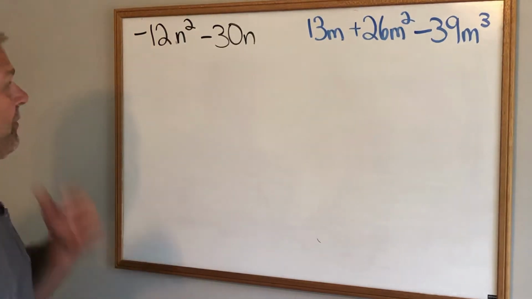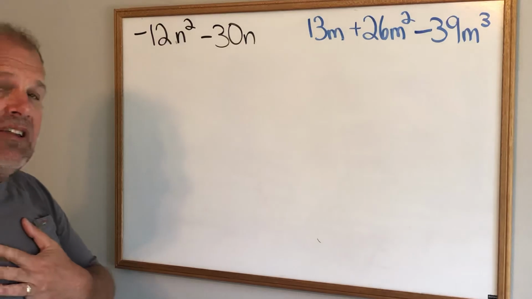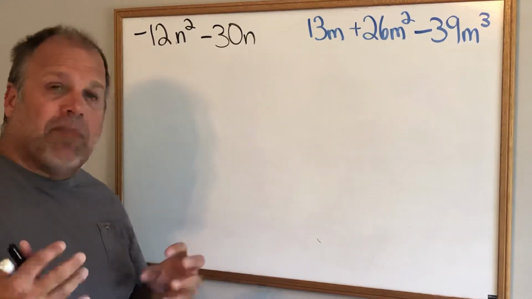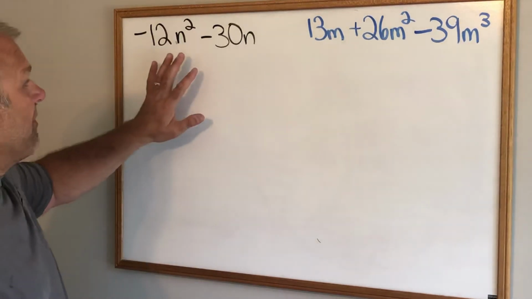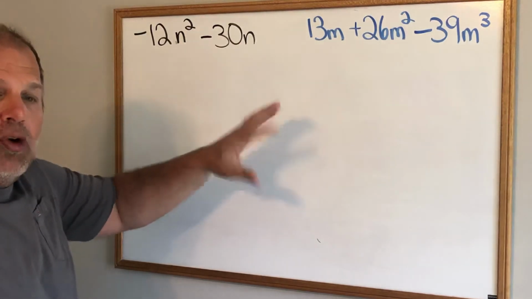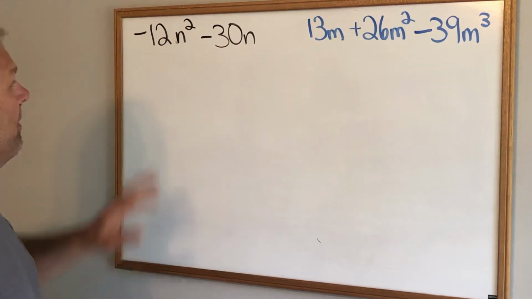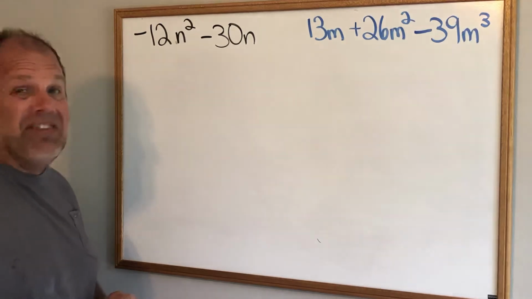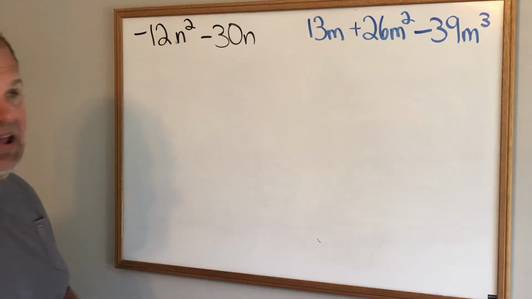Anyway, all right, so here's factoring. We're going to do greatest common factoring today. I've got a couple problems and we'll go through them, then I'll put 2 more problems on and so forth. So this first one: negative 12n squared minus 30n.